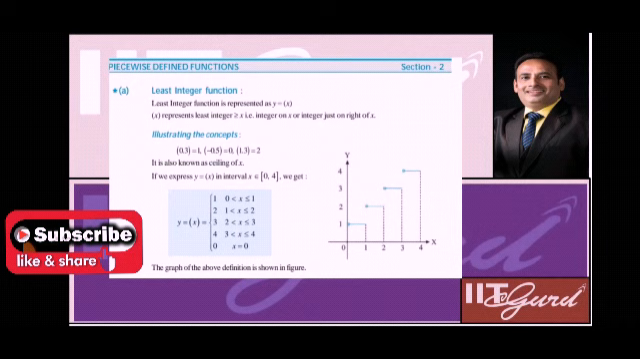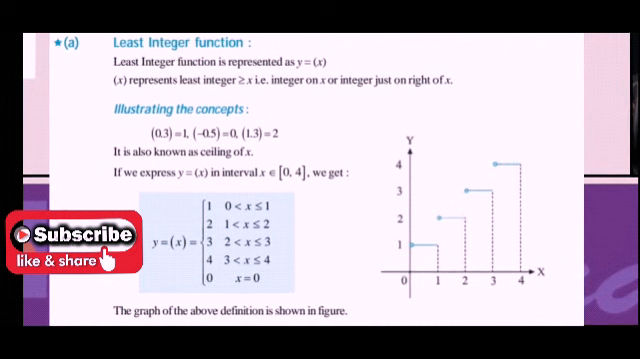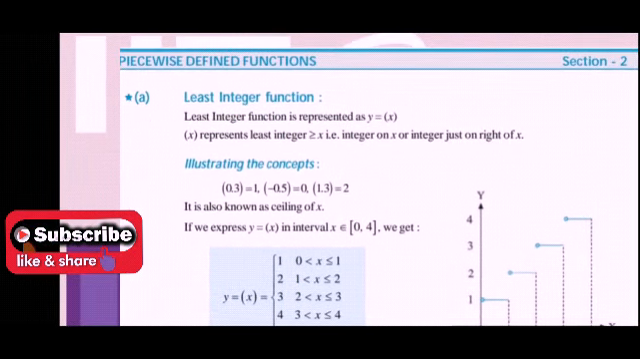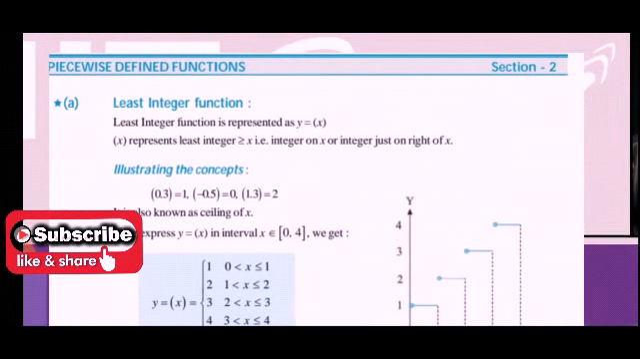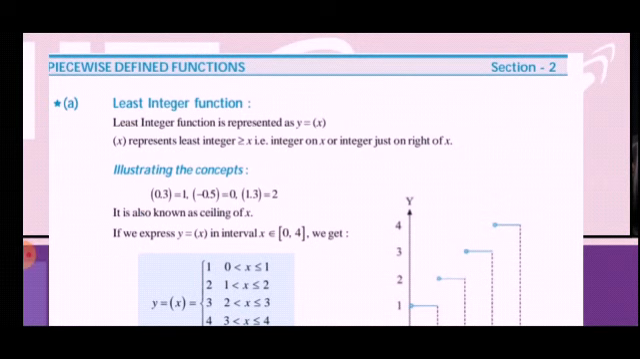In piecewise defined functions, one of the functions was the least integer function. What is the definition? Let's say the least integer function is represented by y equals bracket x. Unlike the GI function, here we use a small bracket, while in the GI function we use a square bracket. So y equals small bracket x is called the least integer function, and small bracket x is always greater than or equal to x, the integer just on the right of x.